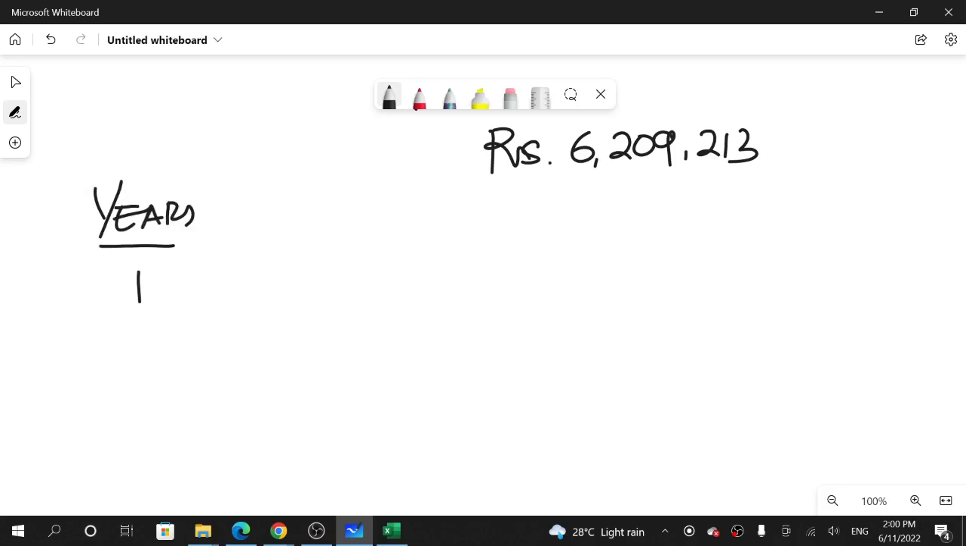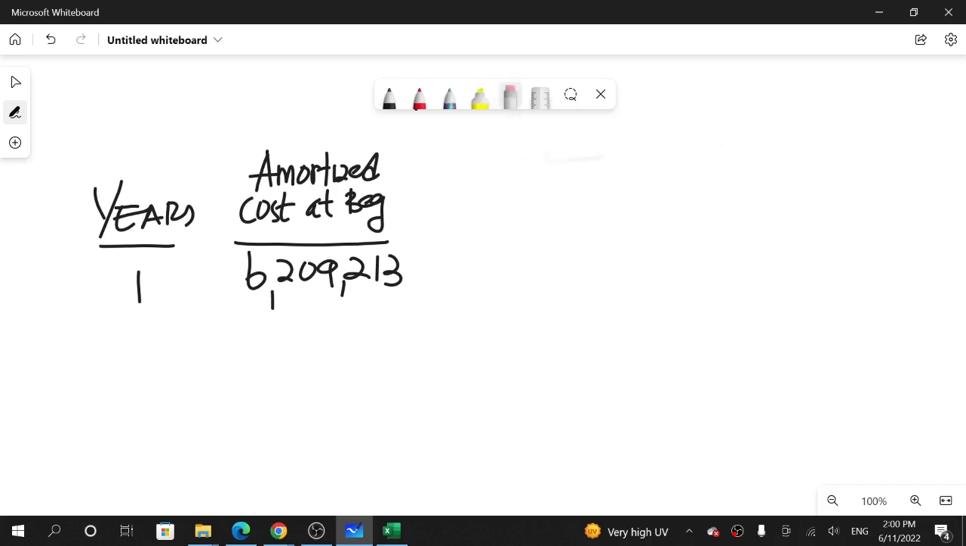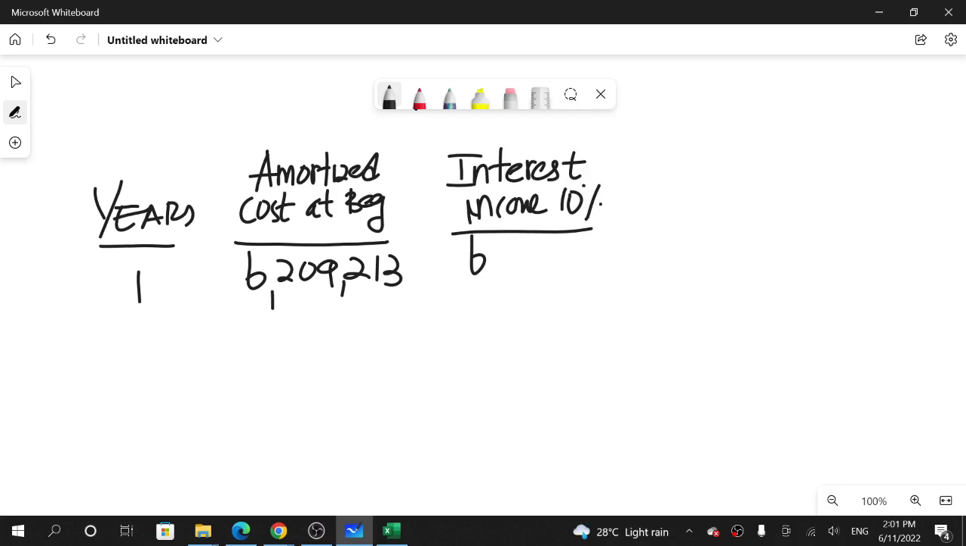Now we are at year 1. So you can take amortized cost at beginning of the period, which we calculated 6,209,213. That is at the beginning of the period. Then you recognize this as interest income, using the same discounted rate. How much it comes then? 620,921.